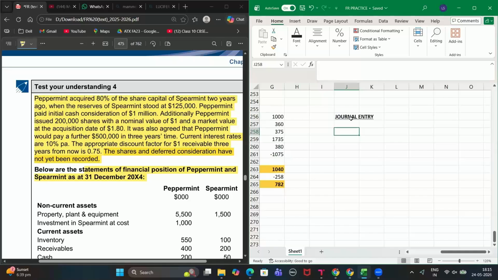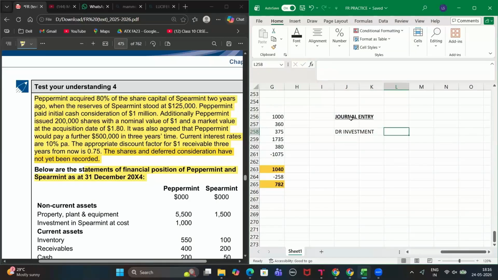Exactly. Investment is an asset. So, debit or credit investment? Debit, exactly. Debit what? Investment in subsidiary, or whatever, investment. What is the amount?